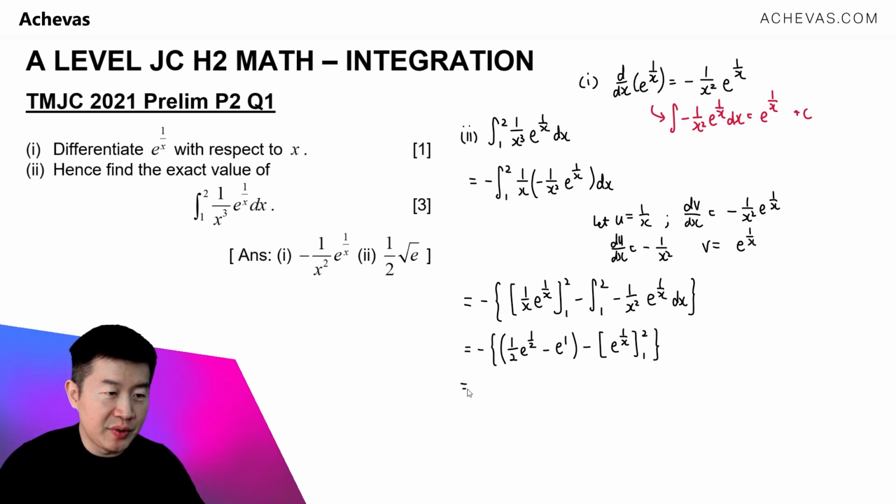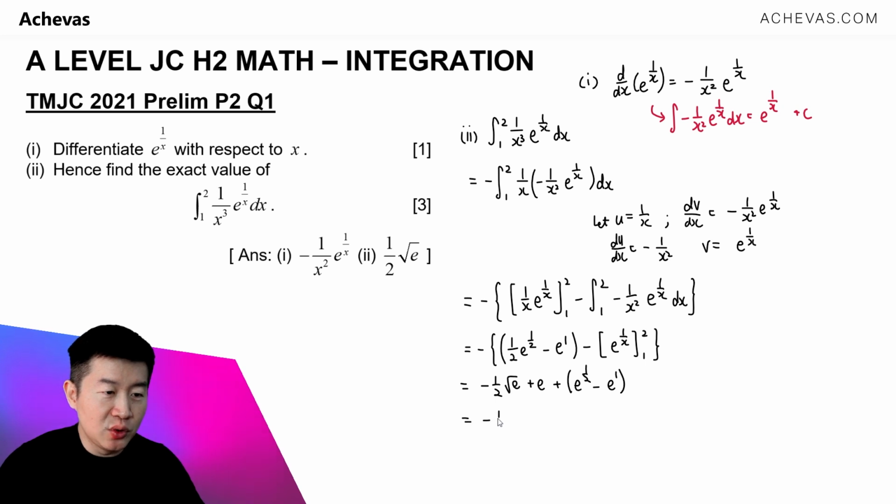Let's try to substitute more values in. This times this is going to be minus 1 over 2. Then e to the power of half, let's just write it as square root of e. Then this minus becomes plus e to the power 1. Let's just write it as e. Minus becomes plus. Then this, if I were to substitute the values in, it is going to be e to the power of 1 over 2 minus e to the power of 1 again.